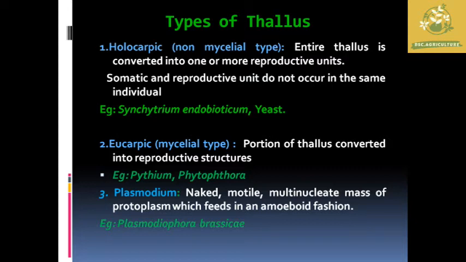After that we are going to see eucarpic, which is a mycelial type. A portion of the thallus is converted into reproductive structures, for example Pythium and Phytophthora. And Plasmodium is known as a naked, motile, multinucleate mass of protoplast, which feeds in an amoeboid fashion. Example: Plasmodiophora brassicae.